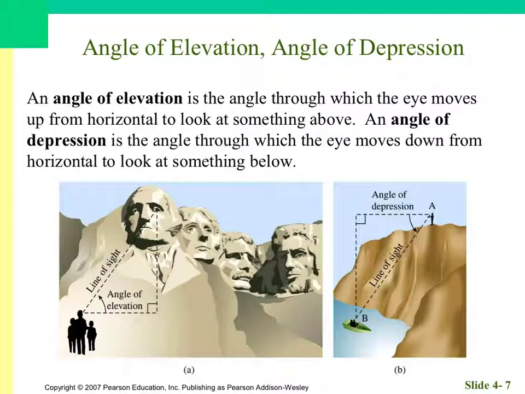Okay, an angle of elevation is the angle through which the eye moves up from the horizontal to look at something above. An angle of depression is the angle through which the eye moves down to look at something. So here's your angle of elevation right in here. Here's the angle of depression. Okay?